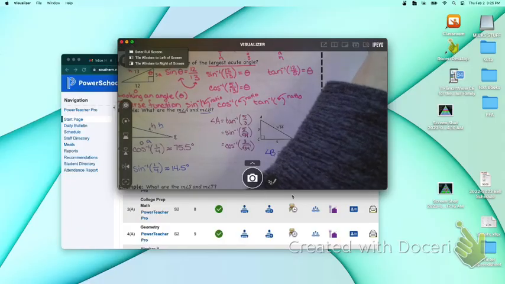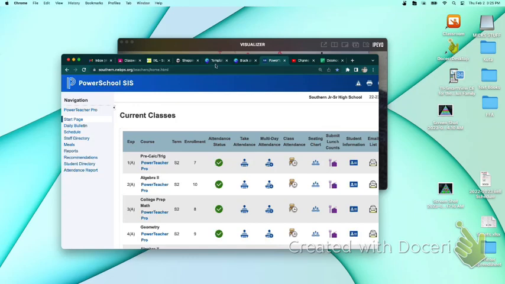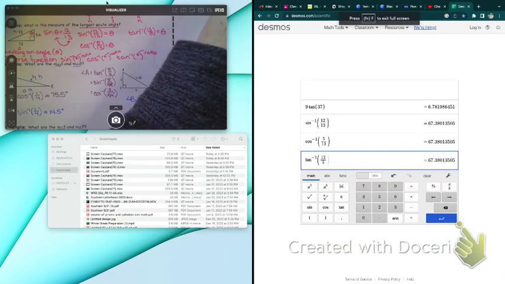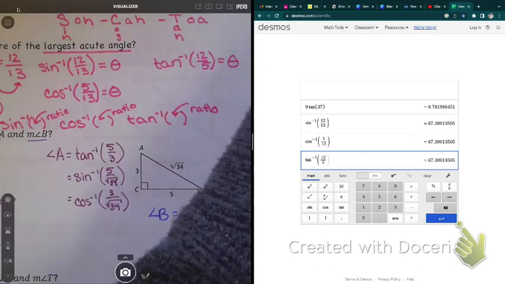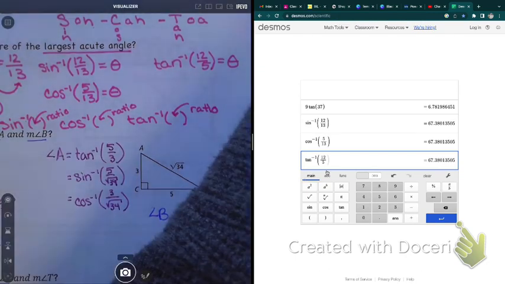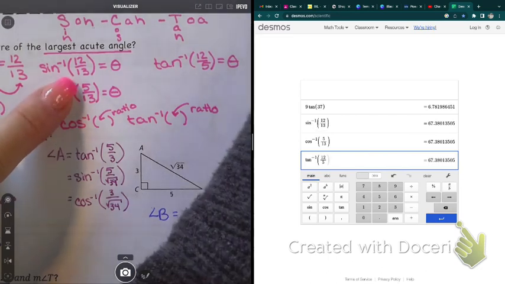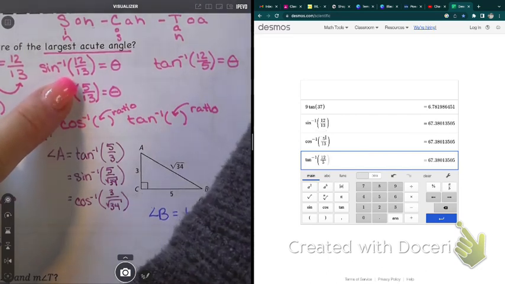Okay, I need to go to Desmos. You guys see Desmos at the top? There it is. I've got the inverse sine of 12 over 13, the inverse cosine of 5 over 13, and the inverse tangent of 5 over 12. What do they all equal?